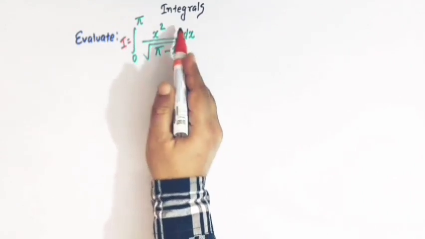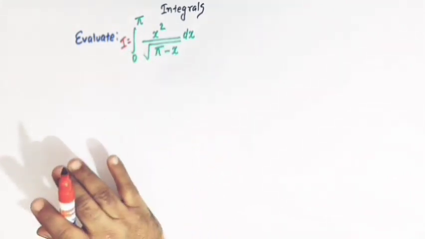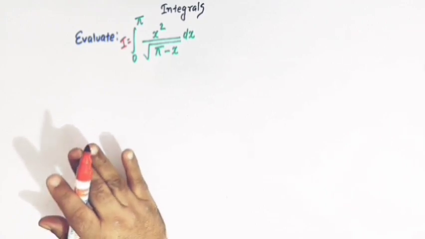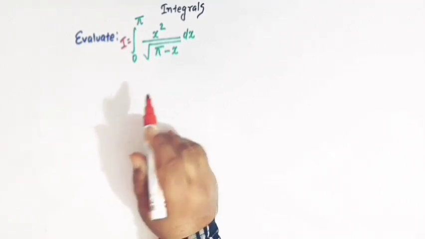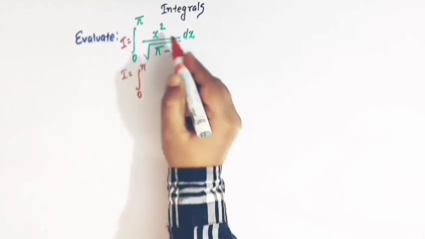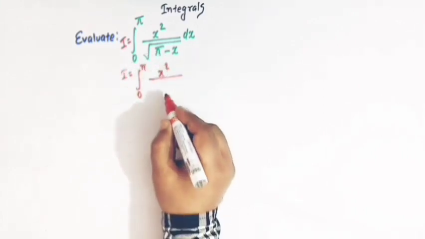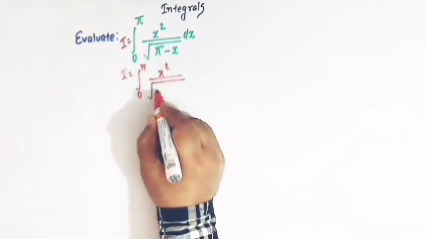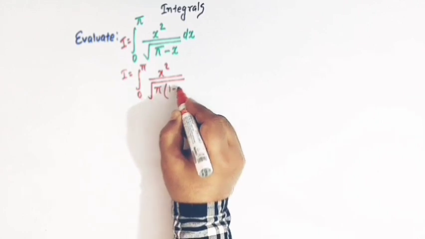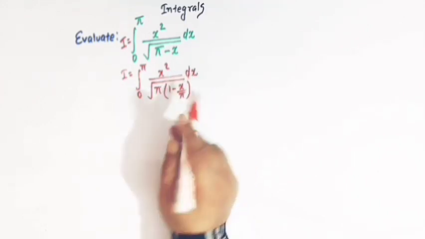So here we'll first make use of the method of substitution, right? Let us first take π as common in the denominator. So we have π(1 − x/π), right? So this is the first step.